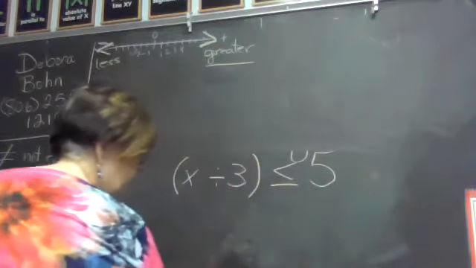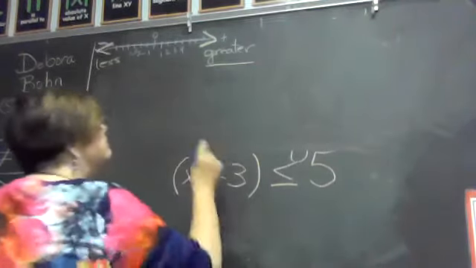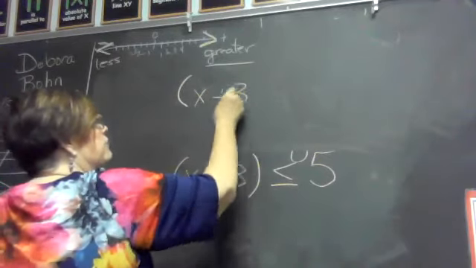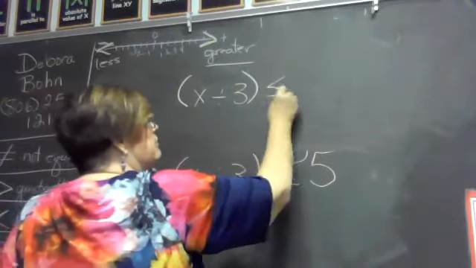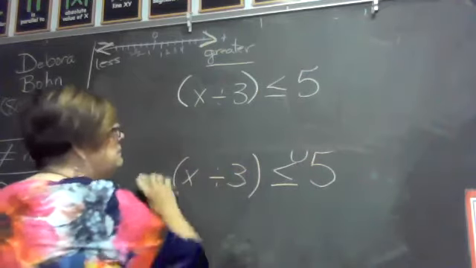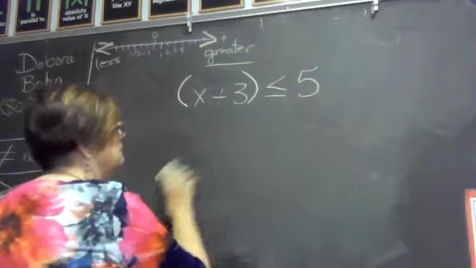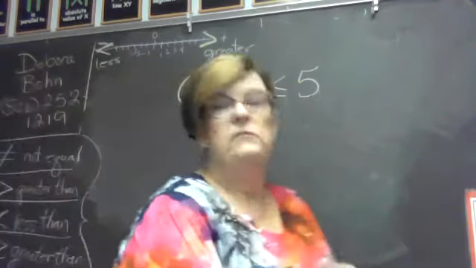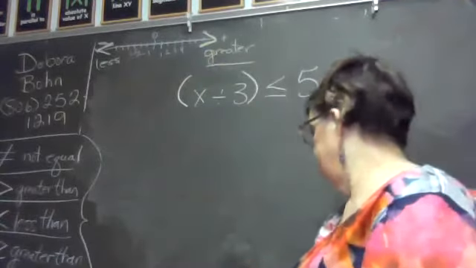And then I'm going to move the problem up. The quotient of x and 3 is less than or equal to 5. Okay. So now we're going to try to solve this.